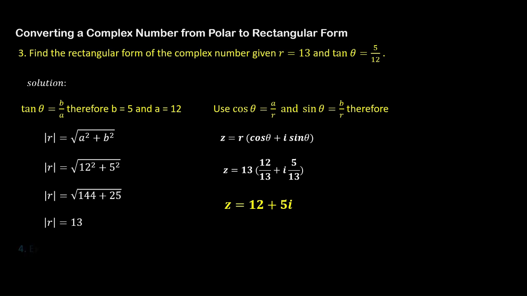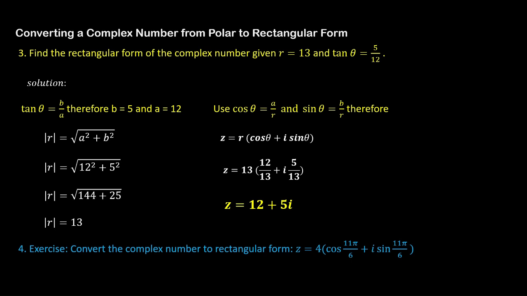So I will leave one exercise. Convert the complex number to rectangular form, given z equals 4 times cosine 11 pi over 6 plus i sine 11 pi over 6. That would be all for converting polar to rectangular and vice versa.